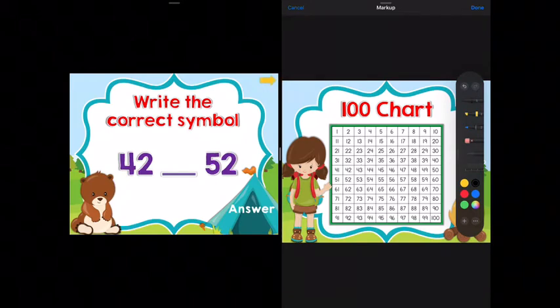Write the correct symbol. 42 blank 52. Now 42 is right here on the 100 chart and 52 is right here on the 100 chart. We can tell that there's a 4 in the tens place for 42 and a 5 in the tens place for 52. We know that 5 has one more than 4. So 5 is greater than 4. So that means 42 is less than 52.